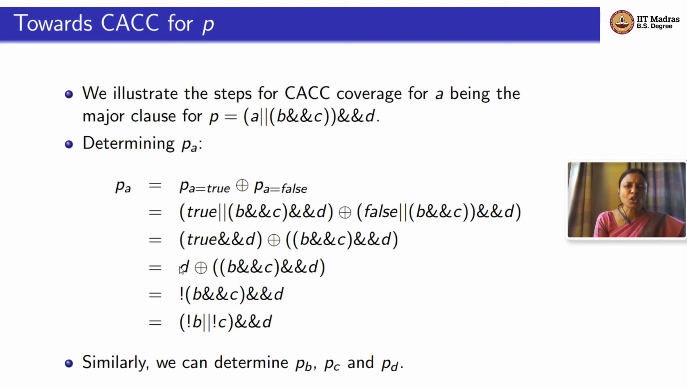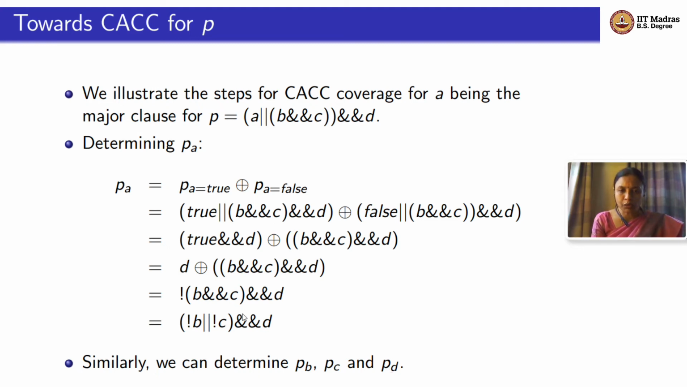Go on simplifying. You can stop if you're not clear. Like for example, the third last line is also good enough. As long as you can write the truth table, assign true, false values, you need not get it to the most simplified form. So the conditions under which, if A is the major clause, A will determine the predicate P is not B or not C and D. Similarly, we can determine conditions under which B will be the major clause, PB, PC and PD, which would be C being the major clause and D being the major clause.